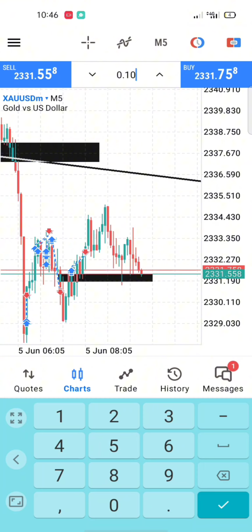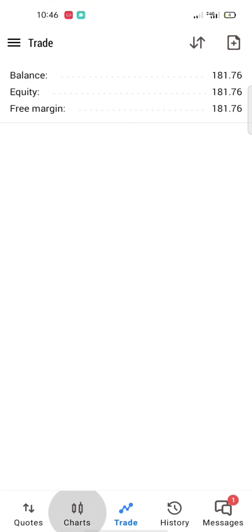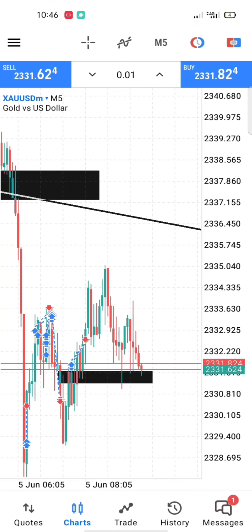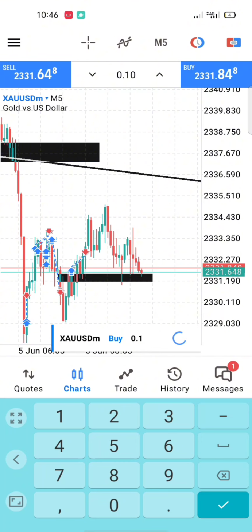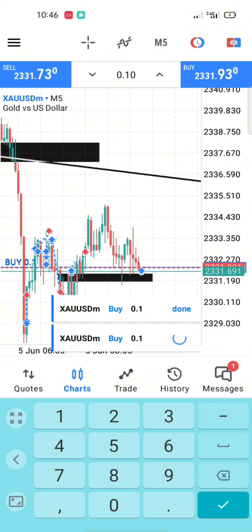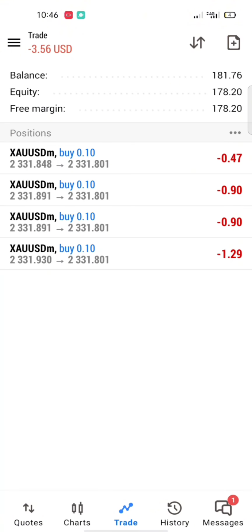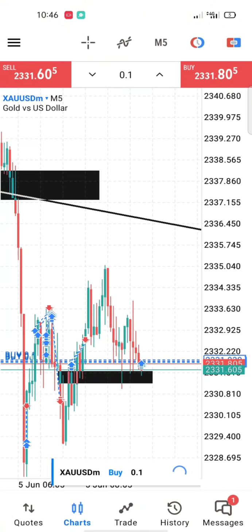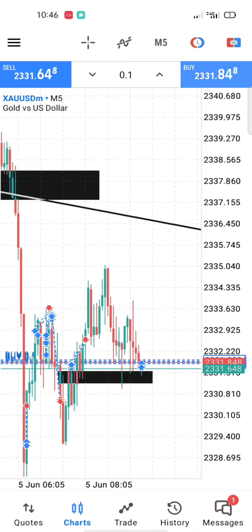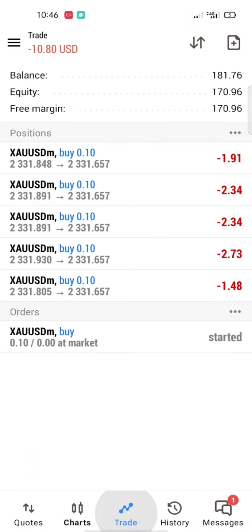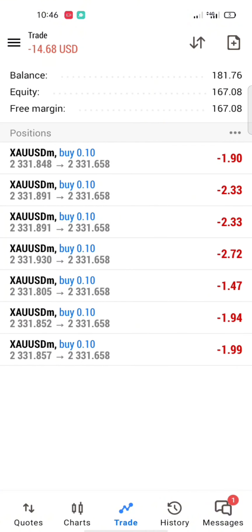The trade will start rejecting from here. So with my balance, I've entered my buy to the upside. I've entered my buy now to the upside. I've entered these buys. I entered 7 buys now.